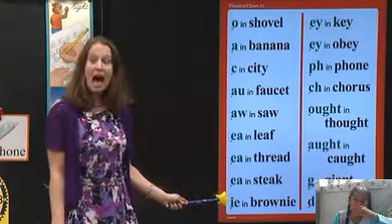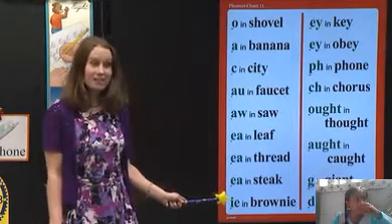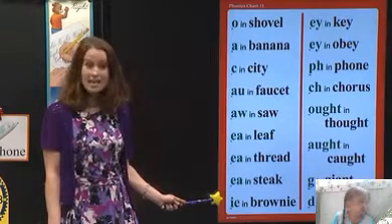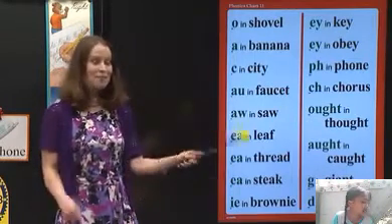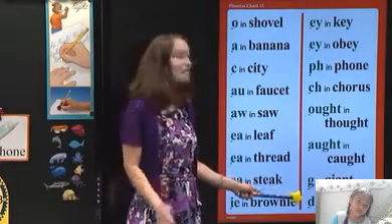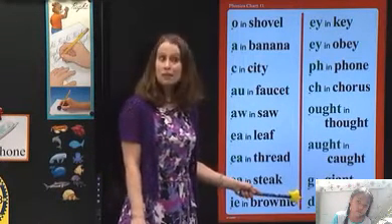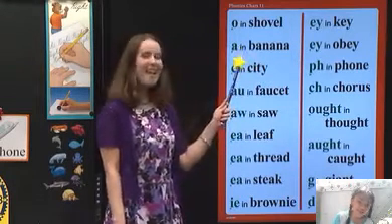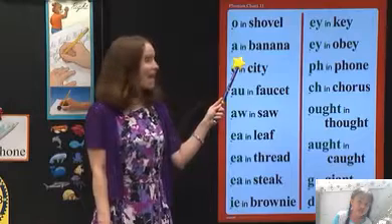E and brownie, I-E. Let's try this one again. E and brownie, I-E. Nice job, rows 1 and 4 can sit. Rows 2, 3, and students watching, stand up. Rows 2, 3, and students watching, let's start here. And banana, A.